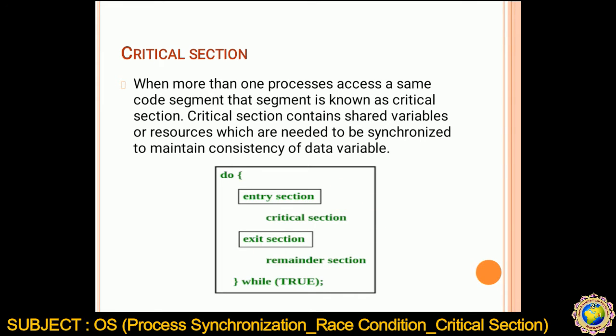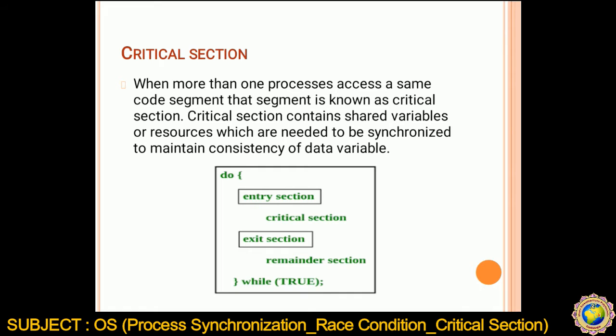Okay. Now the remainder section. Remainder section, that means what? This is the remaining part of the process code. In this section, the process performs tasks which are independent of the other processes, meaning they don't include use of any shared resources. So next, while true, means when this condition becomes true, then we have to execute this code. This is called a critical section.